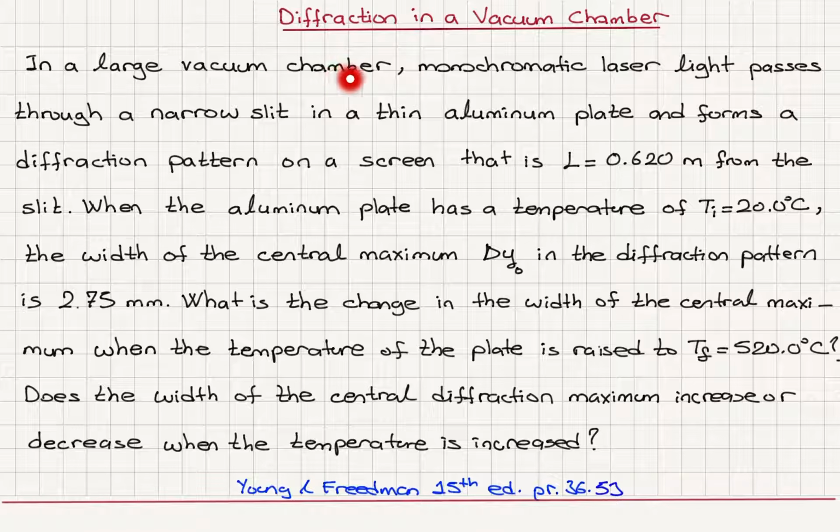In a large vacuum chamber, monochromatic laser light passes through a narrow slit in a thin aluminum plate and forms a diffraction pattern on a screen that is capital L equals 0.62 meters from the slit. When the aluminum plate has an initial temperature Ti equals 20 degrees Celsius, the width of the central maximum, delta y0, in the diffraction pattern is 2.75 millimeters.